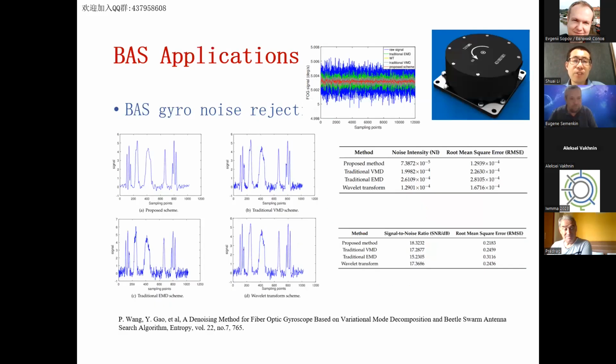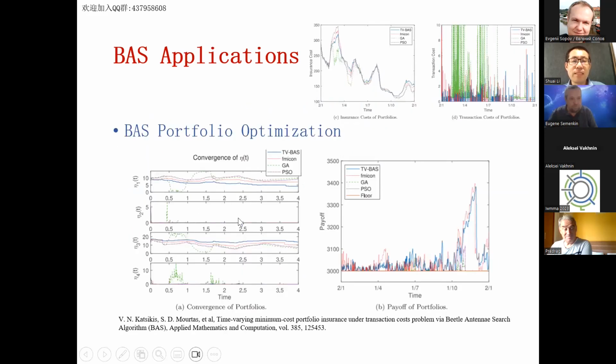This is the application of Beetle antenna search for gyroscopic sensor noise rejection. This is a Beetle antenna search algorithm applied to portfolio optimization, which is a topic widely used in quantitative finance for investment. The reason that they use this algorithm is that, again, it is super fast and it can be used in high frequency trading.